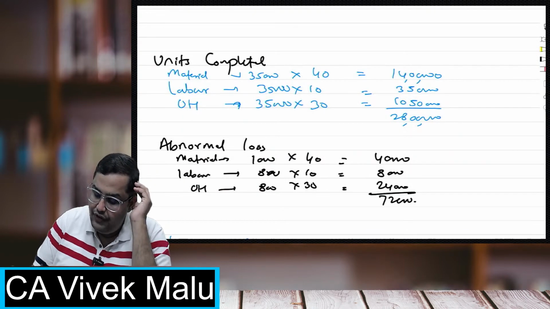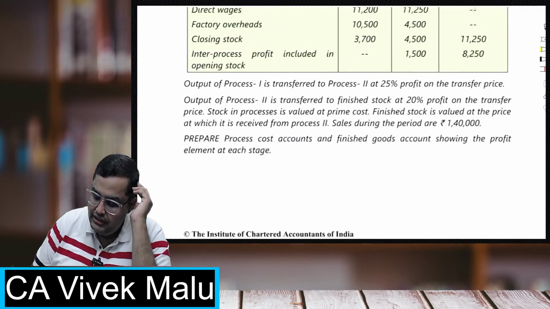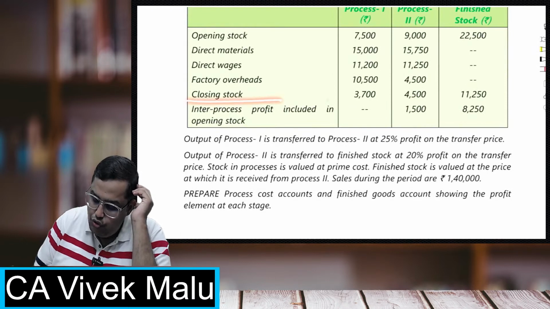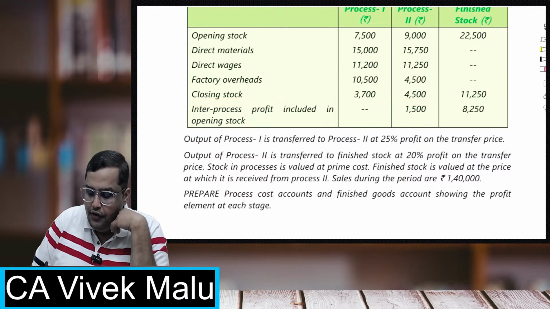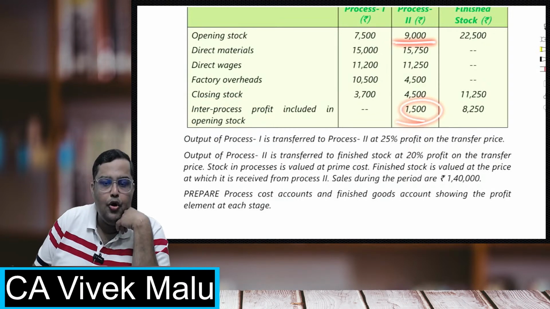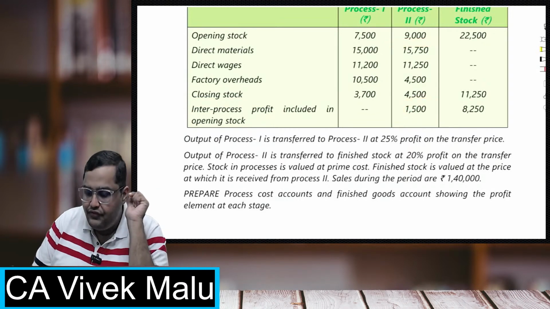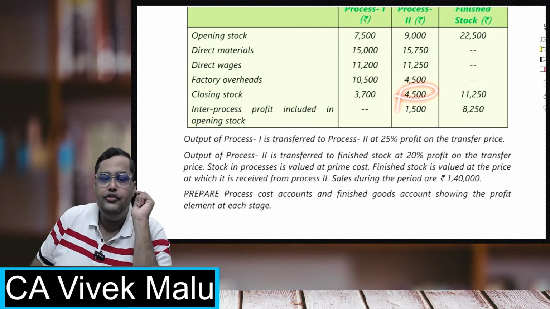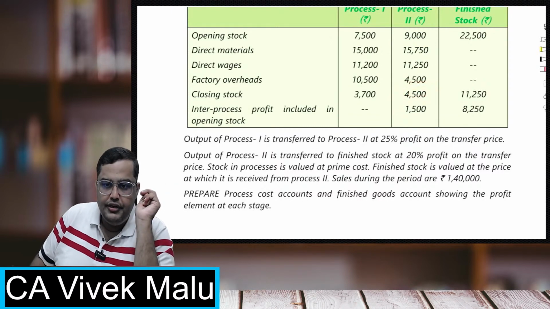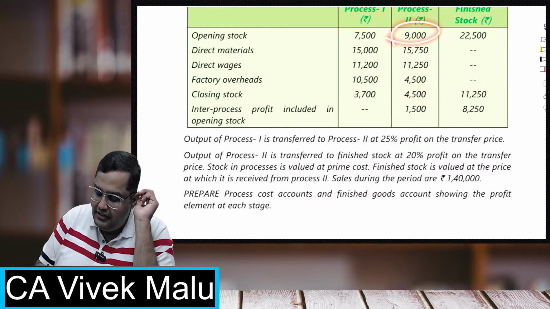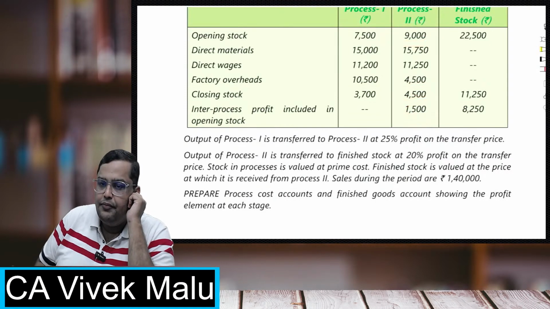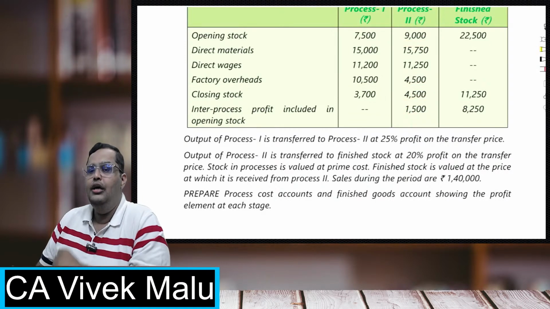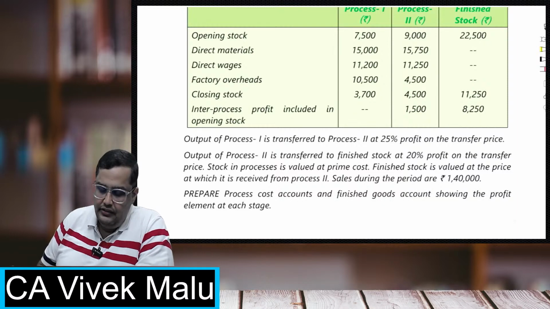Now, where will be the challenge? They have given you the closing stock as 4,500. Students, if the opening stock is having some profit, the closing stock will also have some profit. This 4,500 will also have some profit, right? Sir, then what will be the profit included in the closing stock? Now, this is where the challenge is.